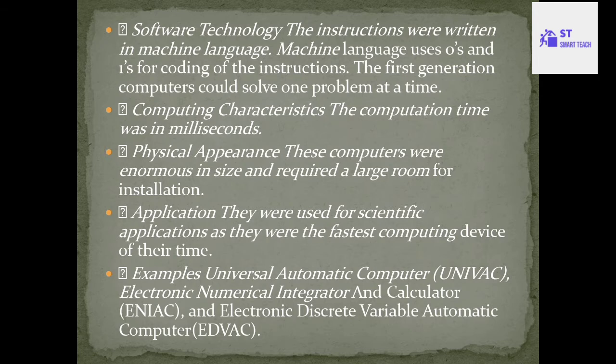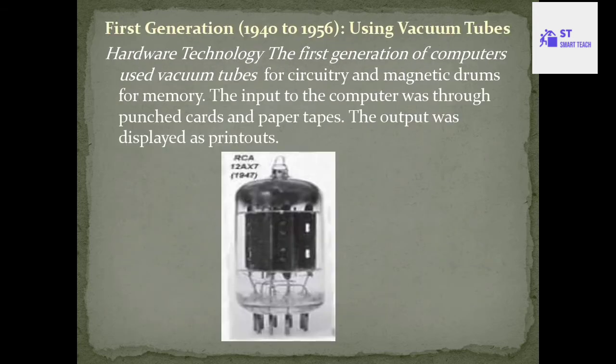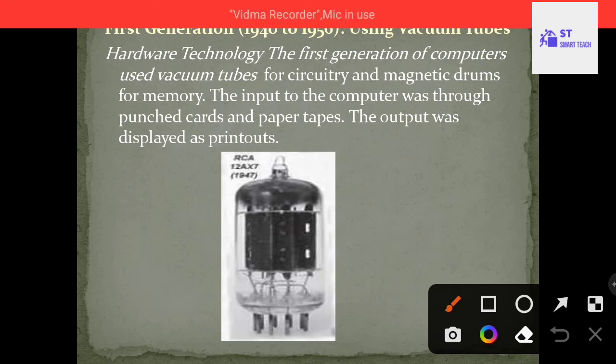Examples of vacuum tube first generation computers are UNIVAC, that is universal automatic computer. Next, ENIAC, electronic numerical integrator and calculator. And electronic discrete variable automatic computer, that is EDVAC. So this is the image of a first generation computer, the vacuum tube.